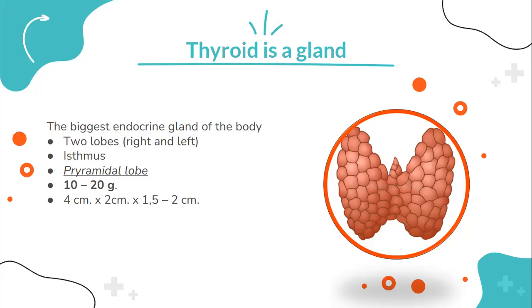Actually, it comes from two words. One of them is thyreus, which means shield, right? And eidos, which means shape. So it is an organ that has the shape of a shield, right?